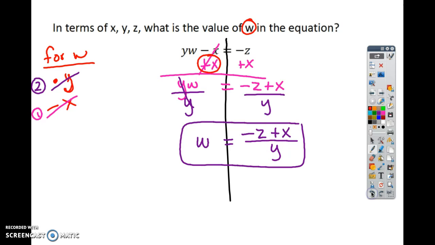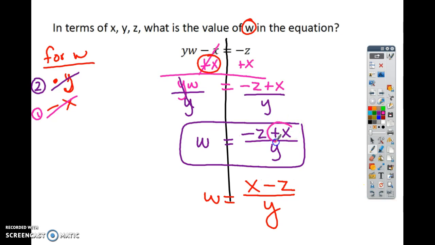So let me write something down and you tell me if it's correct or not. What if one of the answers said w equals x minus z divided by y? Would you think that's the answer? No. Why not? It has no negative. Well, let's look at my z. This z is negative. What is this z? Negative. So my z's are negative.